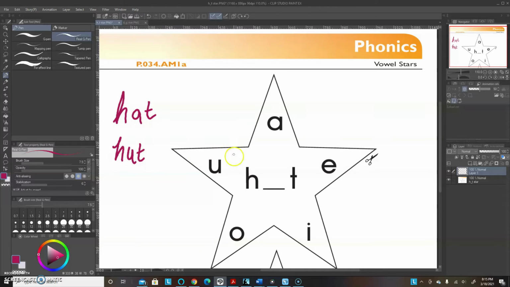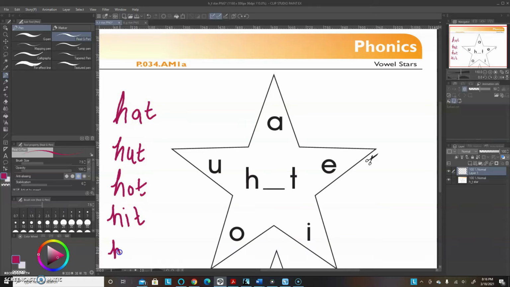All right. And then if I was a student, I would continue on. I would bring the O into the center, and then I would write it out. H-O-T. Hot. So I now have hat, hut, hot. And then I bring the I into the center. H-I-T. Hit, which is completely different than hot, hut, and hat, even though they look very similar.